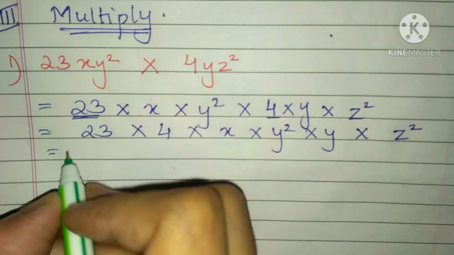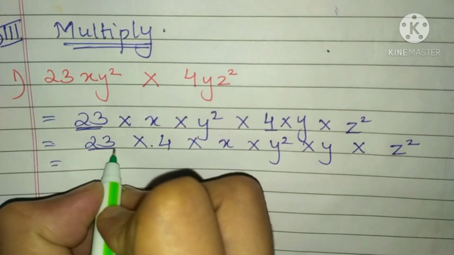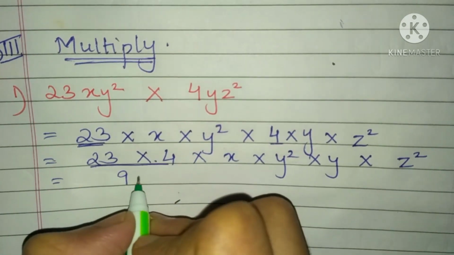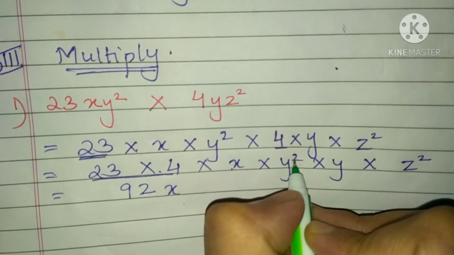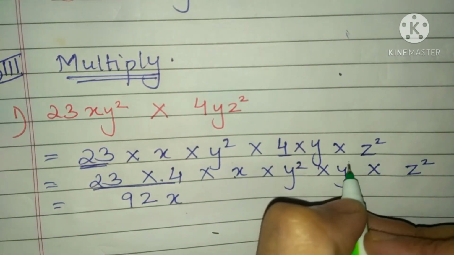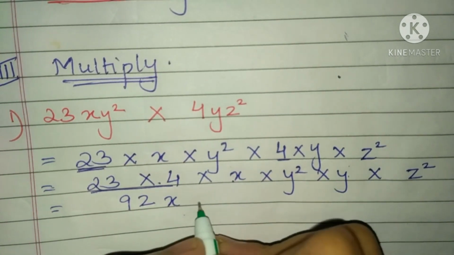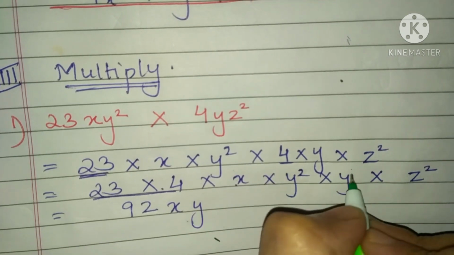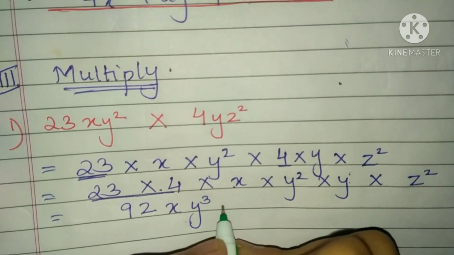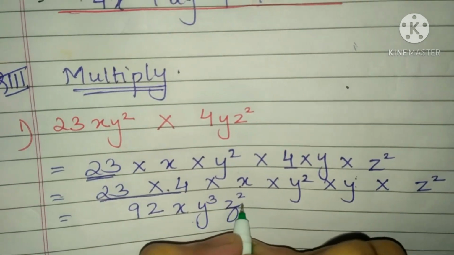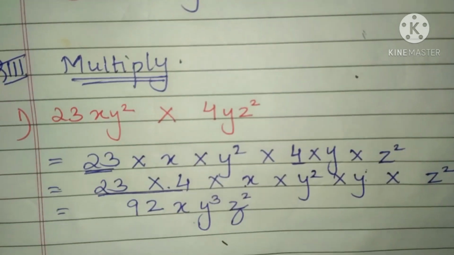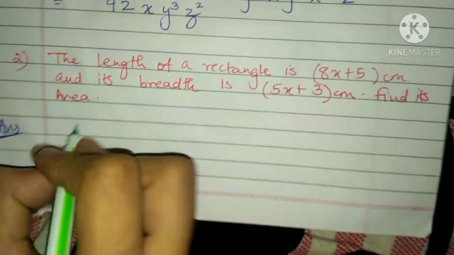Now 23 into 4 is how much? 92. X, there is only one x. Y square into y, with no power means 1. So 2 and 1 becomes how much? 3. So y raised to 3. Z square, only z square is there. So this is how we carry out multiplication.